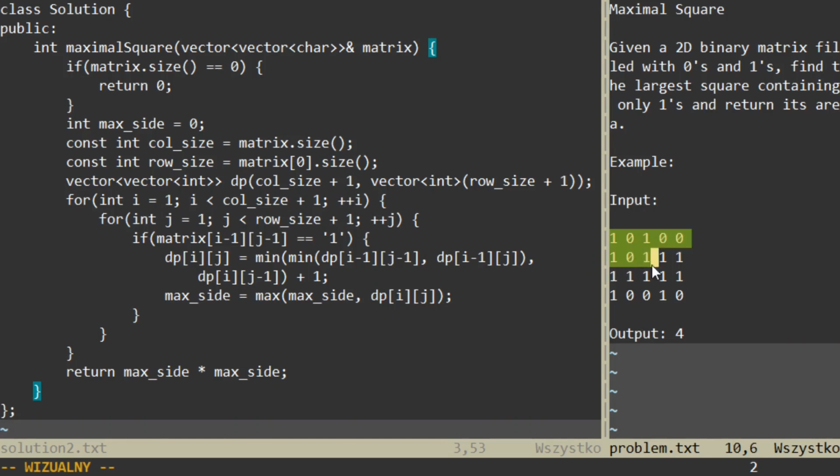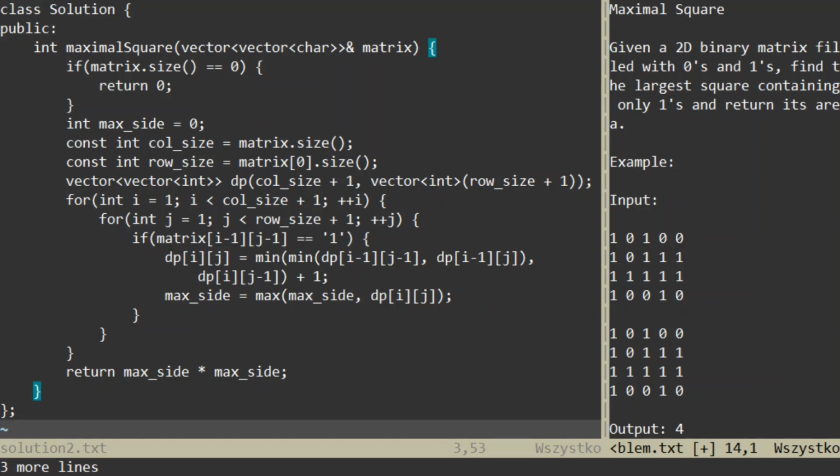So we have to build the same matrix, or maybe one larger. It depends how you write it. You can write it both ways. I prefer to write a little bit larger. Okay, so we have it, and we are building this square. This is our beginning.